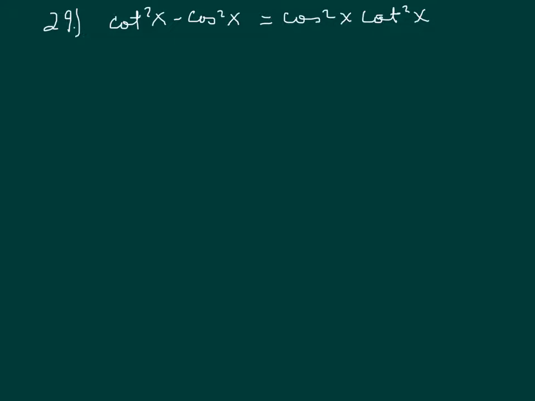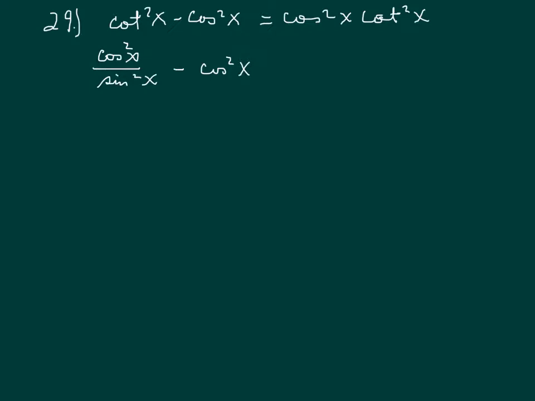Section 5.2, problem 29. The cotangent squared x minus cosine squared x. Show that that is identical with, or an identity with, cosine squared x, cotangent squared x. Let's start with the left-hand side. Cotangent squared would be the cosine of x squared over the sine of x squared minus cosine squared x.